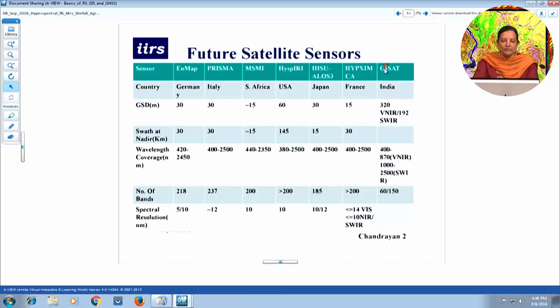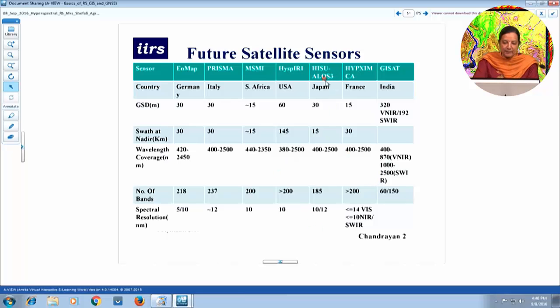So this will be one of a unique mission where India will place a geostationary satellite with a hyperspectral sensor providing you 320 meter spatial resolution in the near infrared and 192 in the shortwave infrared. And this will cover the entire spectral range from 400 to 2500 nanometers.